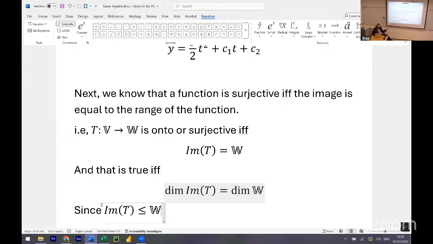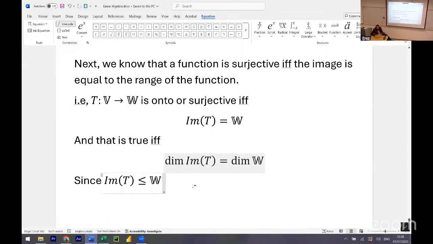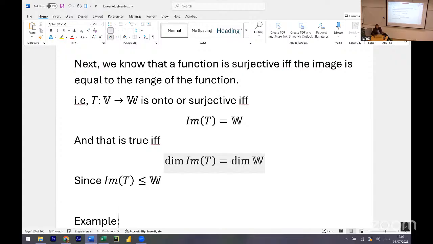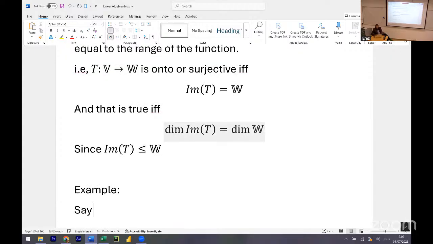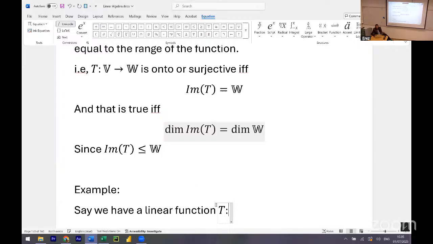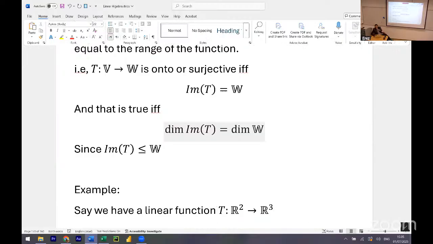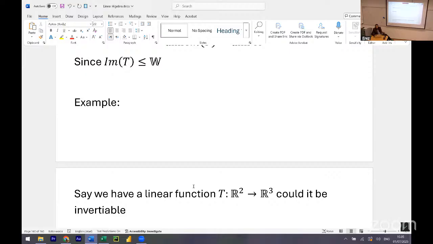Just the number of free variables versus bounded variables. And then you get all of it together. Then, for instance, say we have a linear function T from R squared to R cubed. Could it be invertible? No. So hold your horses.